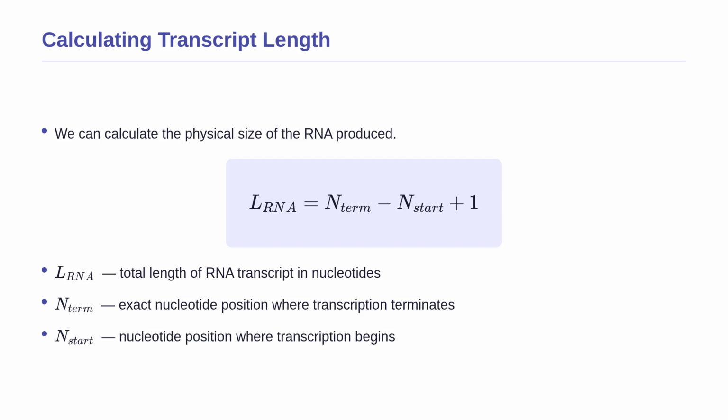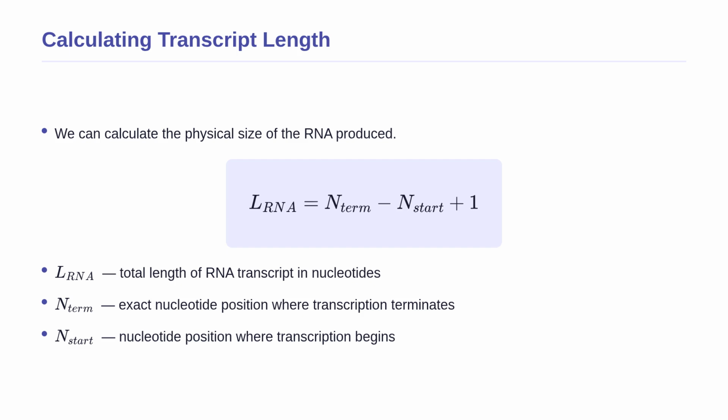The formula is lRNA equals n term minus n start plus 1. Conceptually, we are just finding the distance between the start and end points. lRNA represents the total length of the newly synthesized RNA transcript, measured in nucleotides.